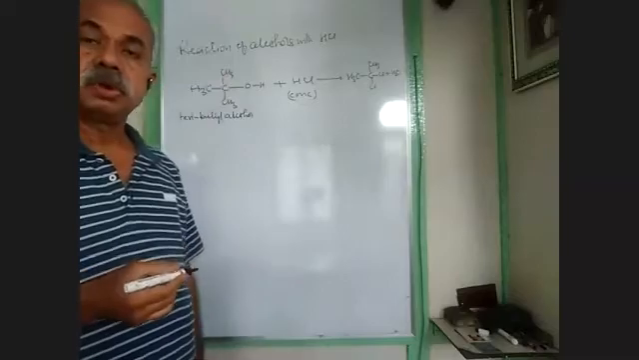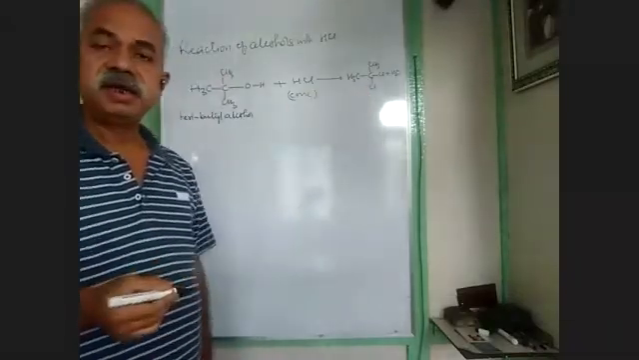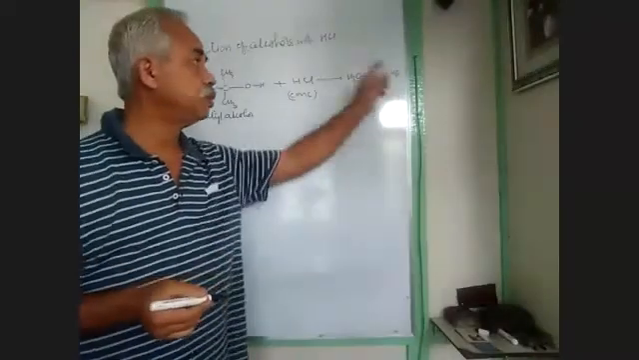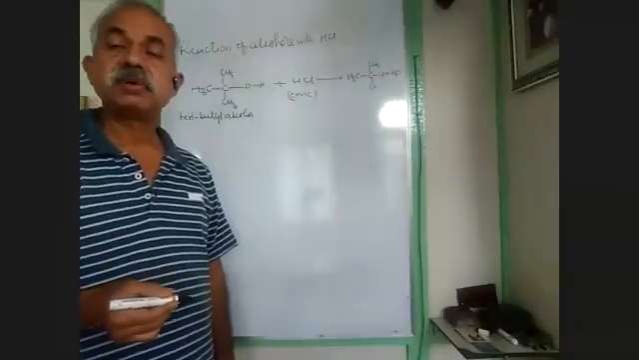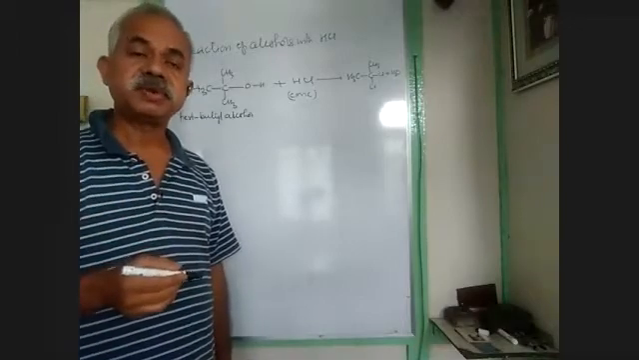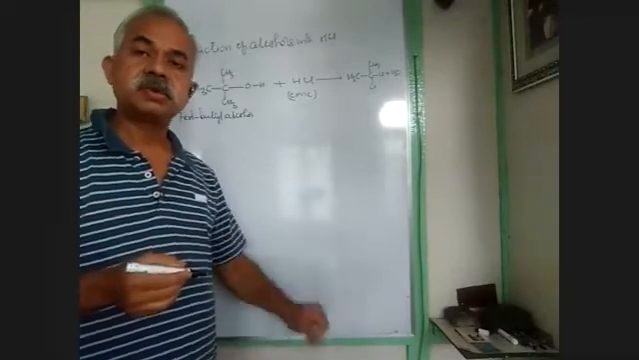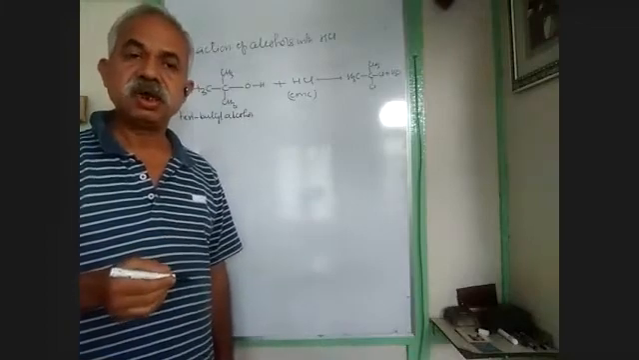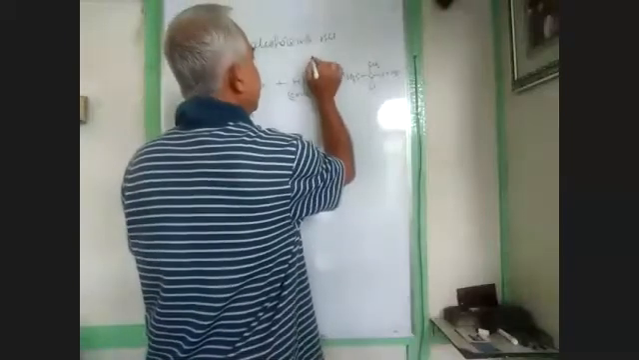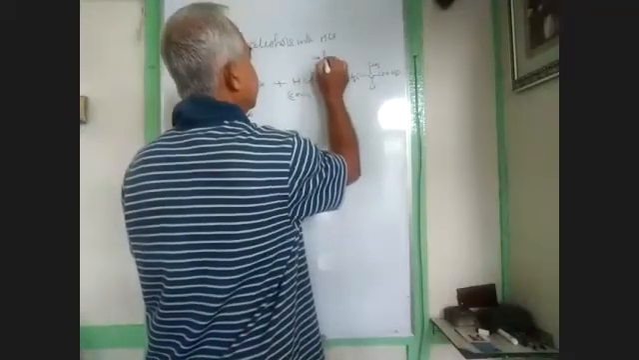So what you have to do, if you wish that this should stay in the reaction, you should remove this water molecule from here. How to remove water molecule? Now you know the technique. For that, you have to use a substance which will absorb water as soon as it comes out. So these are called dehydrating agents. So we are going to use a dehydrating agent.